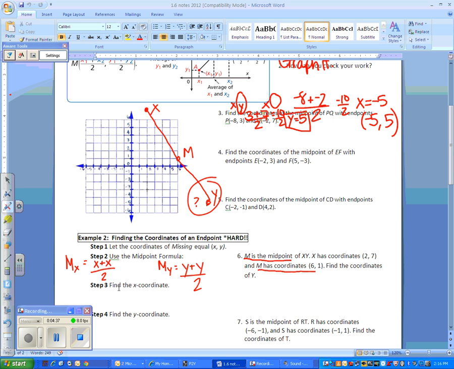Okay, so we're going to plug in, and we're going to take this one right here, 2, 7. We're going to take this one, 2, 7. We're going to plug it in here. So 2 represents the x, so we're going to plug in 2 here.